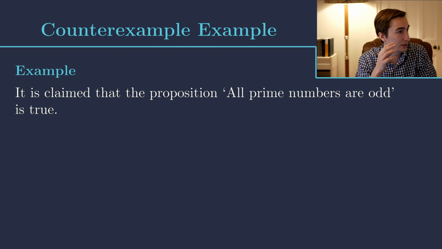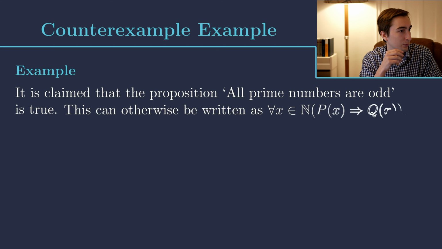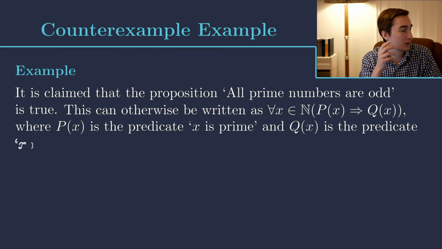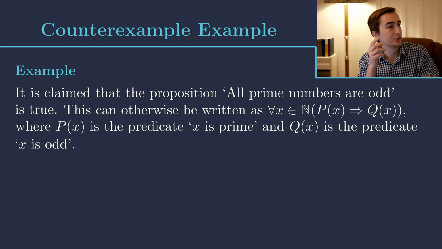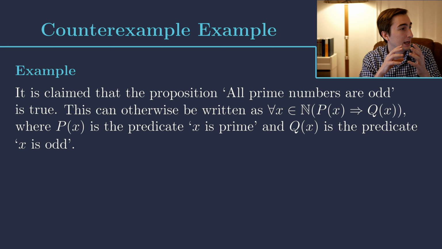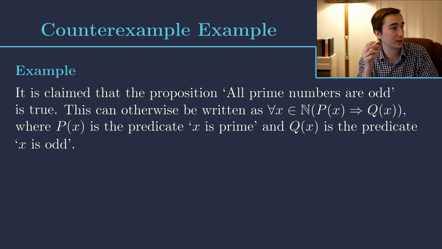For this one, we can formalize that statement using our first order logic language. We write this as: for every x in the naturals, P of x implies Q of x. Here P of x is the predicate x is prime, and Q of x is the predicate x is odd.